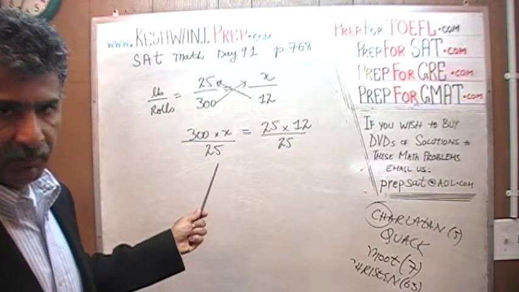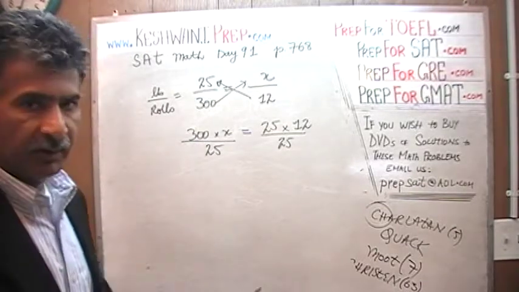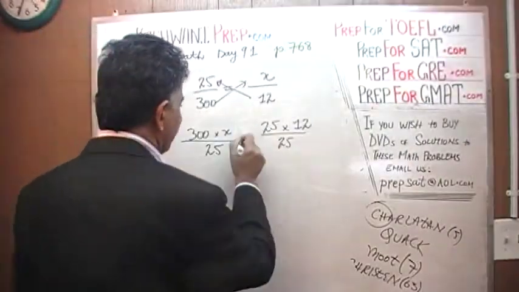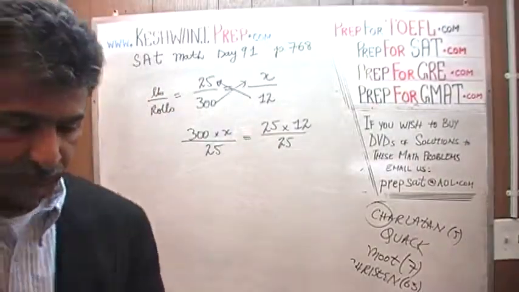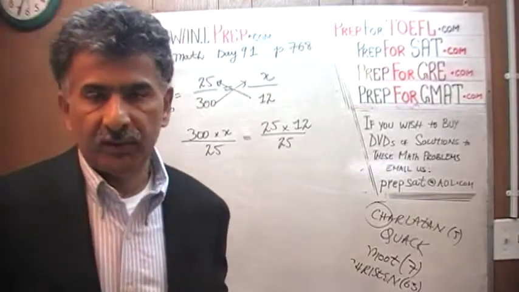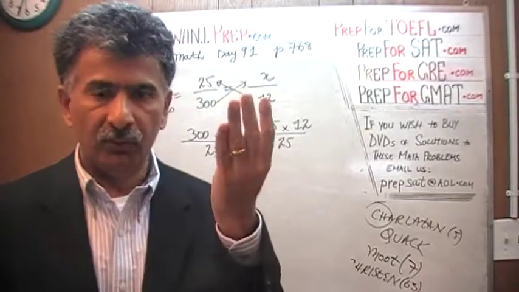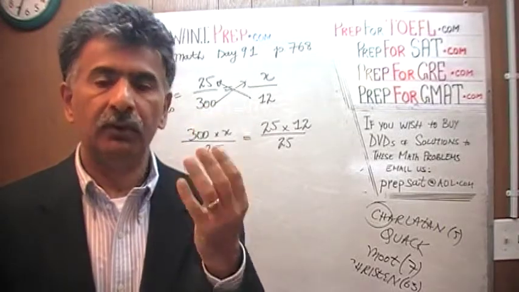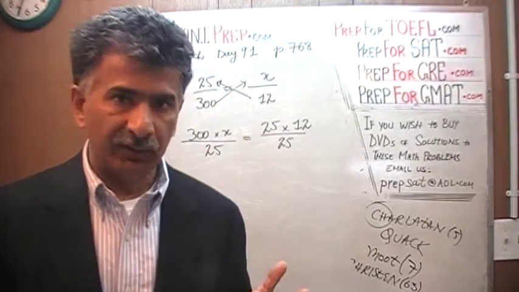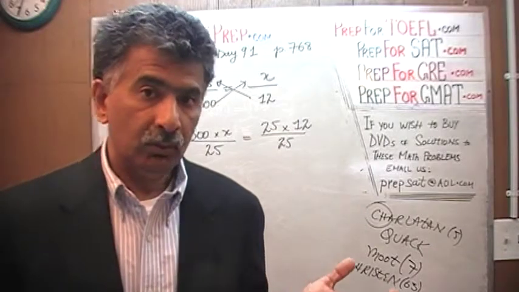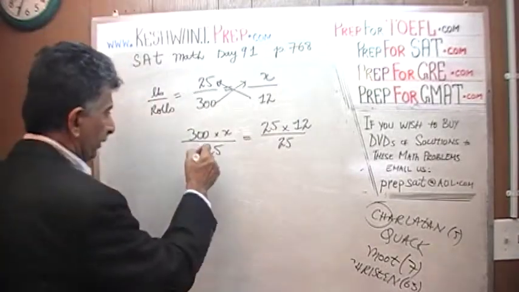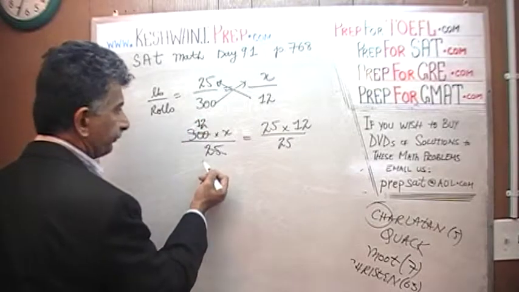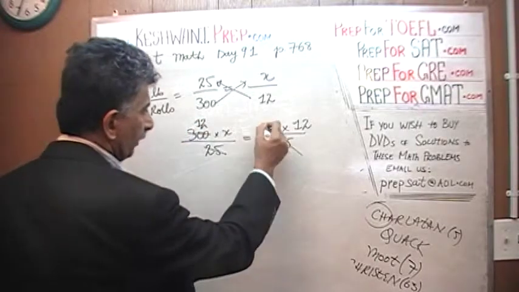The reason why I wanted to divide by 25 is because 25 is much easier to divide into any multiple of 100. Why is it easy to divide any multiple of 100 by 25? Because we know how many 25s there are in 100. 100 has 4 25s. Therefore, 200 will have 8 25s, and 300 will have 12 25s. So if you divide top and bottom by 25, 25 cancels out, and this 300 becomes 12. And this 25 goes away.